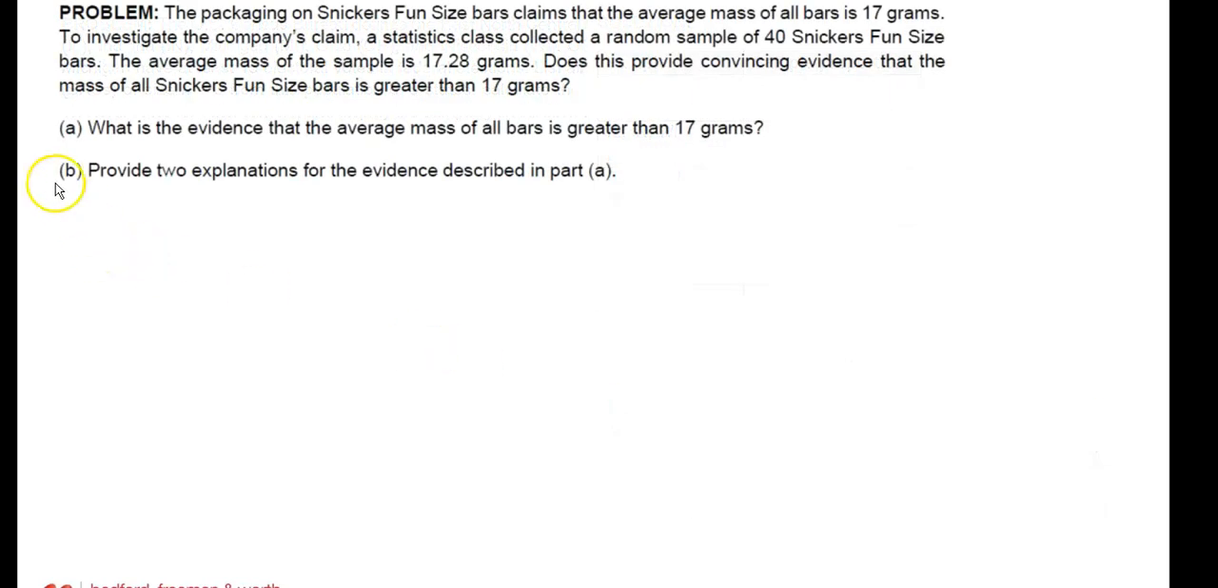Okay. This is kind of a longer question, has a lot of parts to it. I just showed the first 2 right there. Let's see if this helps us understand the simulation and how to use it. The packaging on Snickers fun size bars claims the average mass of all bars is 17 grams. All candy bars have the list of how much it's supposed to weigh. To investigate the company's claim, a statistics class collected a random sample of 40 Snickers fun size bars.